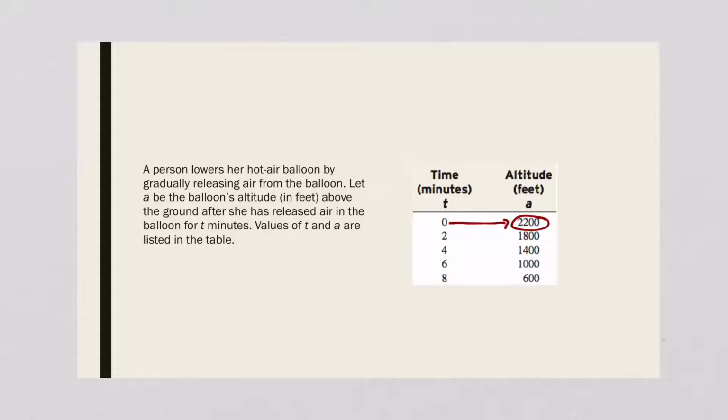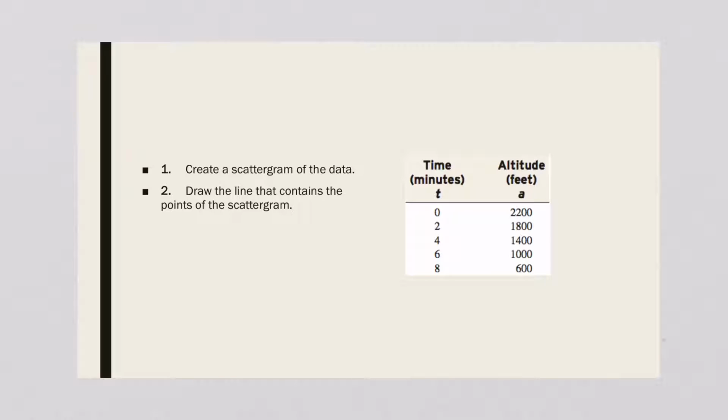So next thing we're going to do is take a look at the scattergram, which is really just a bunch of points. We have a point at 0, 2,200, 2, 1,800, 4, 1,400, 6, 1,000, and 8, 600. And then we're going to draw a line that contains the points on the scattergram.